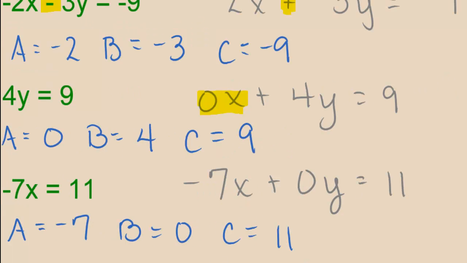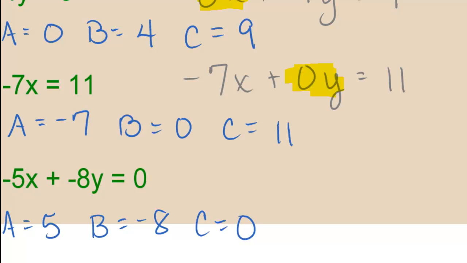The same idea applies in this next problem. Our y term is missing, which means that there is a 0 as the coefficient of y. So if I write this equation out in standard form, it's negative 7x plus 0y equals 11. So a is negative 7, that's my coefficient of x, b is 0, the coefficient of y, and c is 11, my constant.